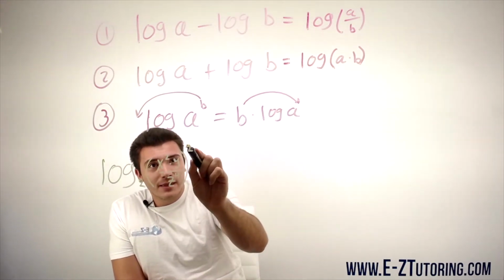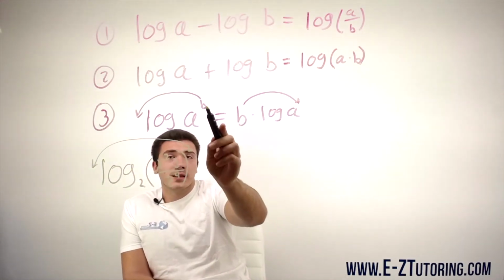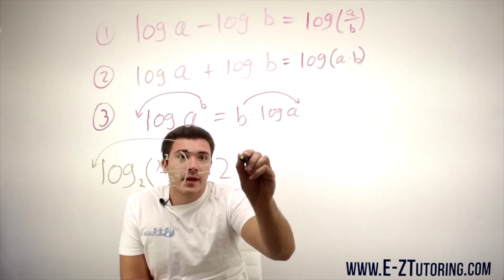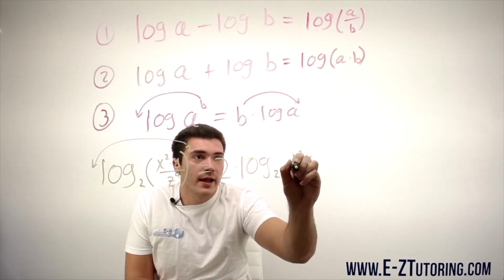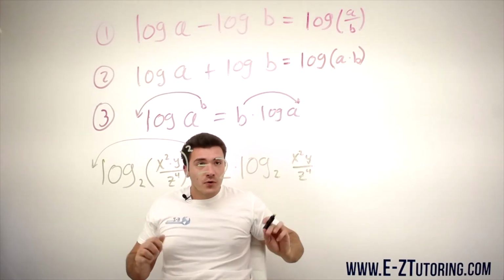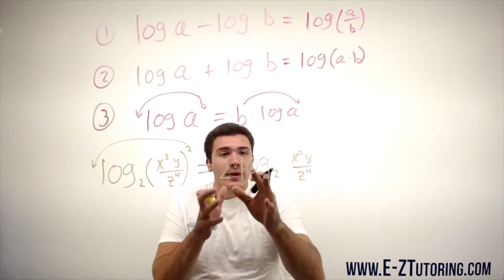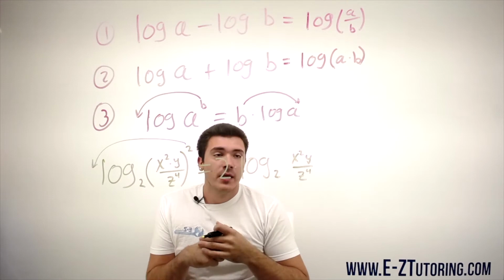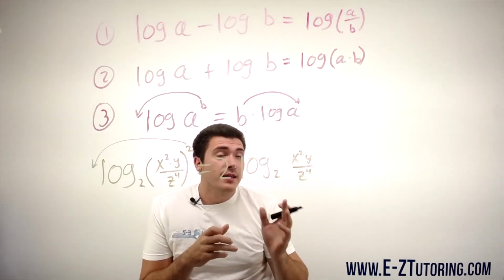So we want to take this power and move it out front. Just like this rule says, if you have a power, you can move it out front. So we get 2 times logarithm base 2 of x squared y over z to the fourth. So that's our first rule of expanding this logarithm. So now that we have the 2 out there, now we can follow rule number 1 or 2. Does not matter which one you do first. They can go in any order.